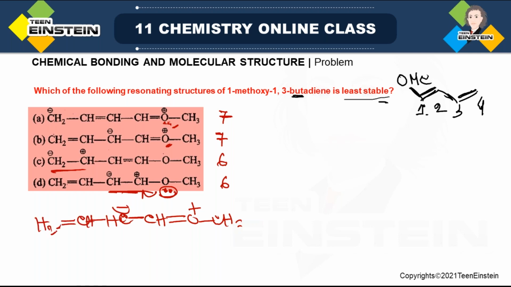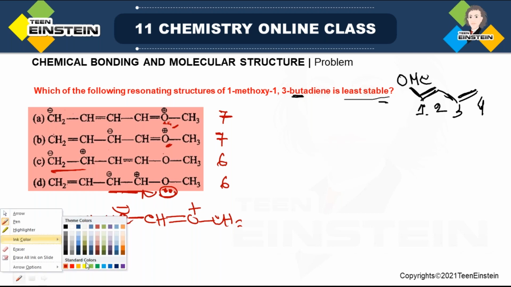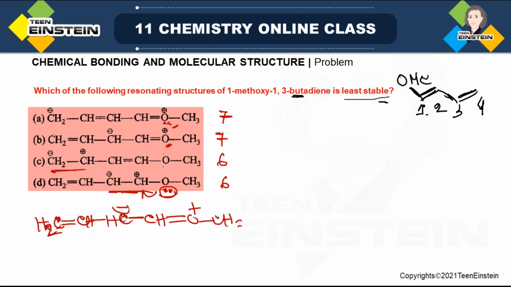So this type of resonance structure is possible. But if you say, why is resonance structure not possible for C? Here also it is possible. Yes, it is possible, but it is not an immediate neighbor. That means here the lone pair that can be donated, then it is stable.